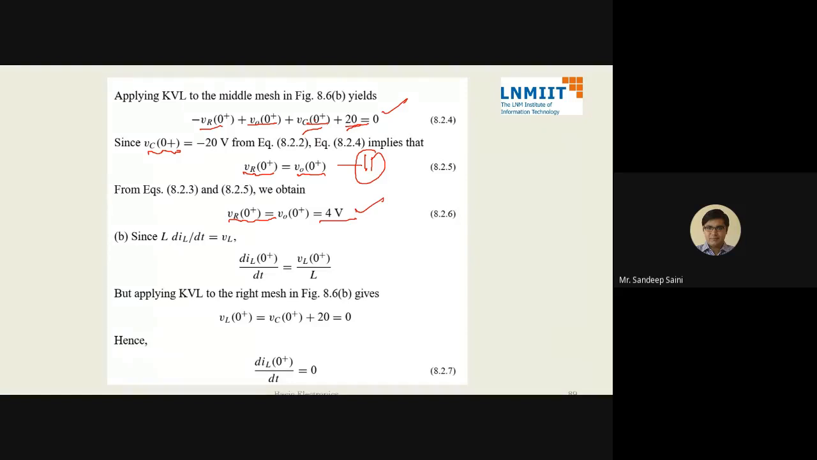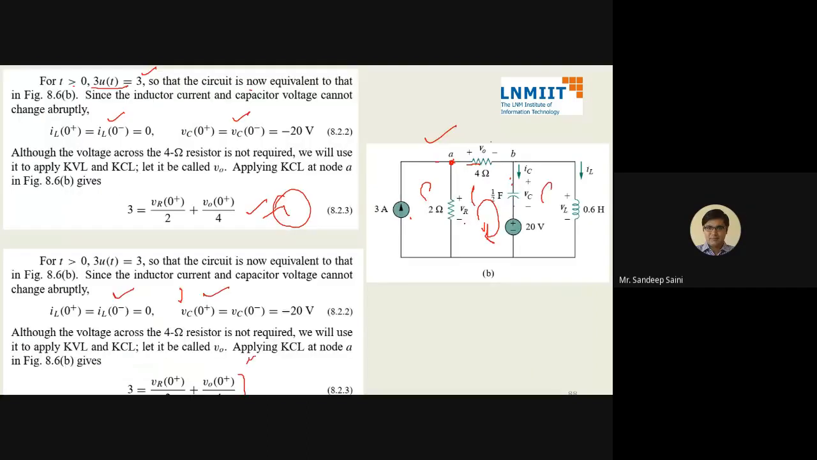Sir, can you please go back to that image figure? In this, as it is 0 plus, we can say that the inductor will open and the capacitor will short. So, sir, we can calculate I1 and I2. So you are going to consider the capacitor as short circuit and the inductor will be open.